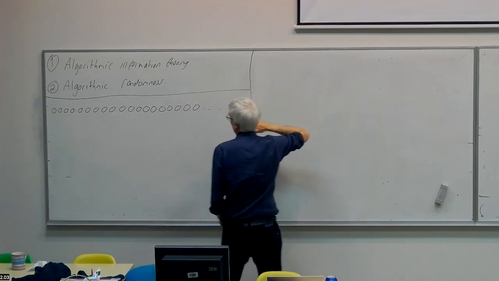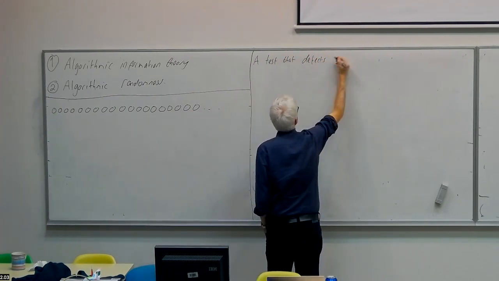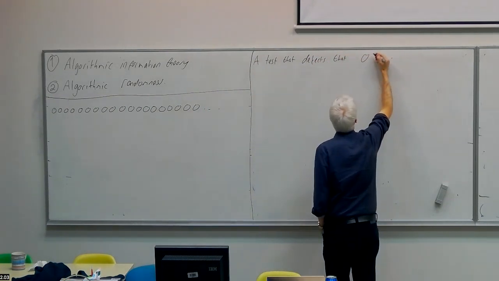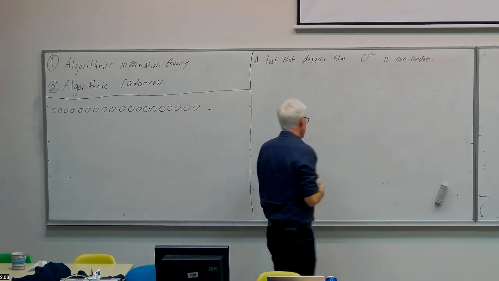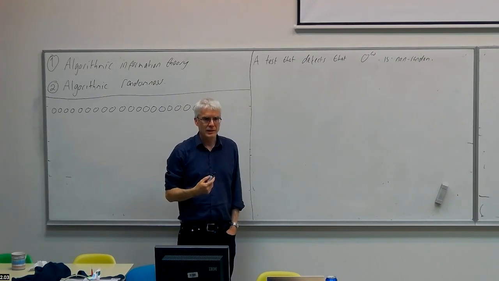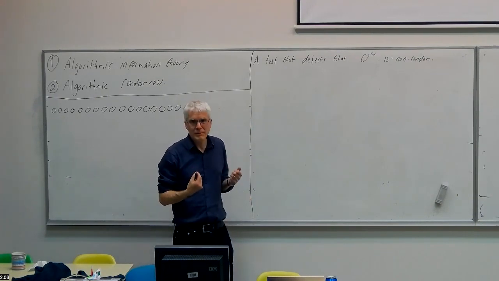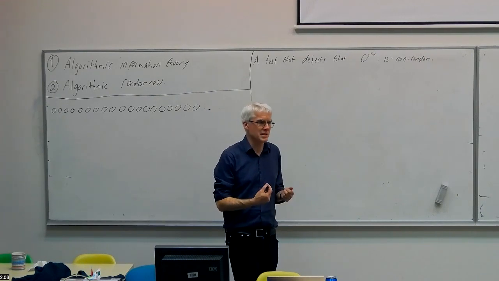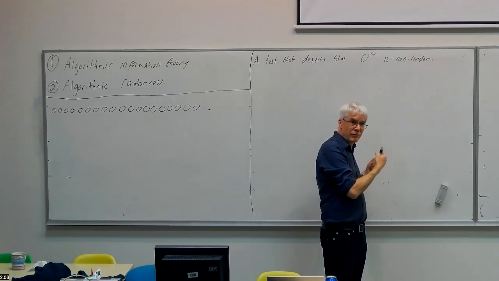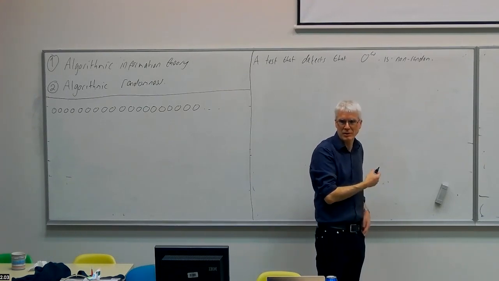So, a test that detects that 0 to the omega, the infinite sequence of zeros, is non-random. The idea of these tests is all the same. The test will be such that you say, well, I'll allow myself some small probability epsilon of making an error. I want to apply a test which will only be fooled with probability less than epsilon. So I'll say that I've detected non-randomness, but with probability less than epsilon, perhaps actually what I saw was generated by a truly random phenomenon.